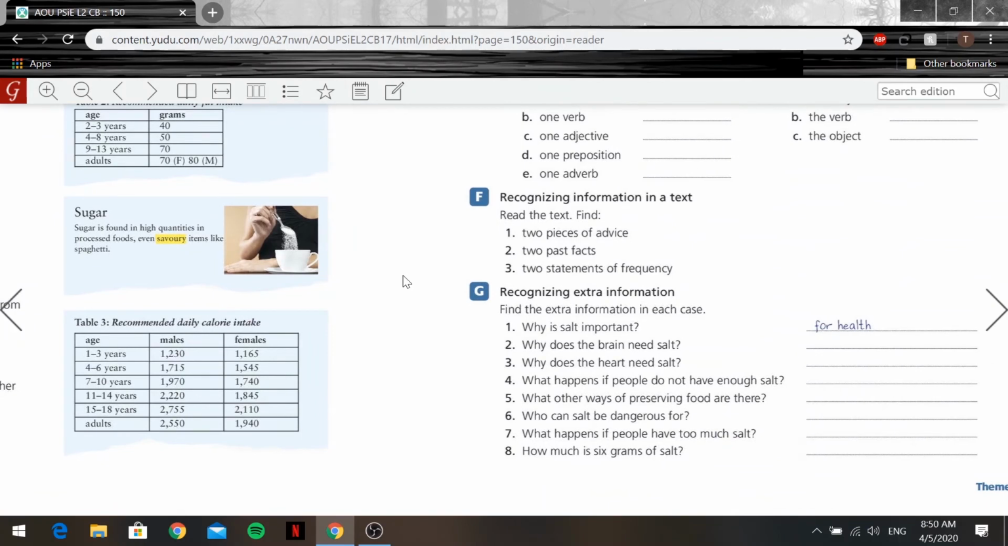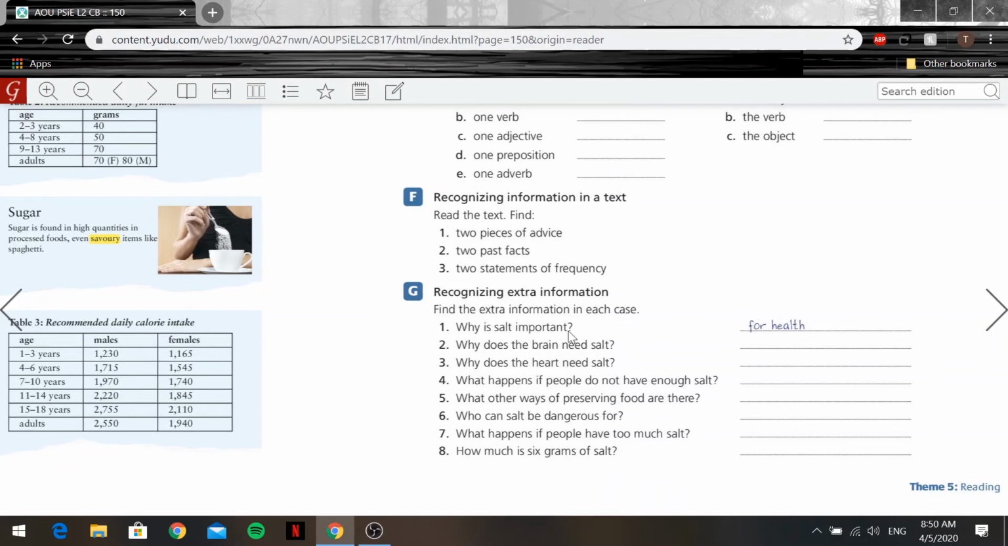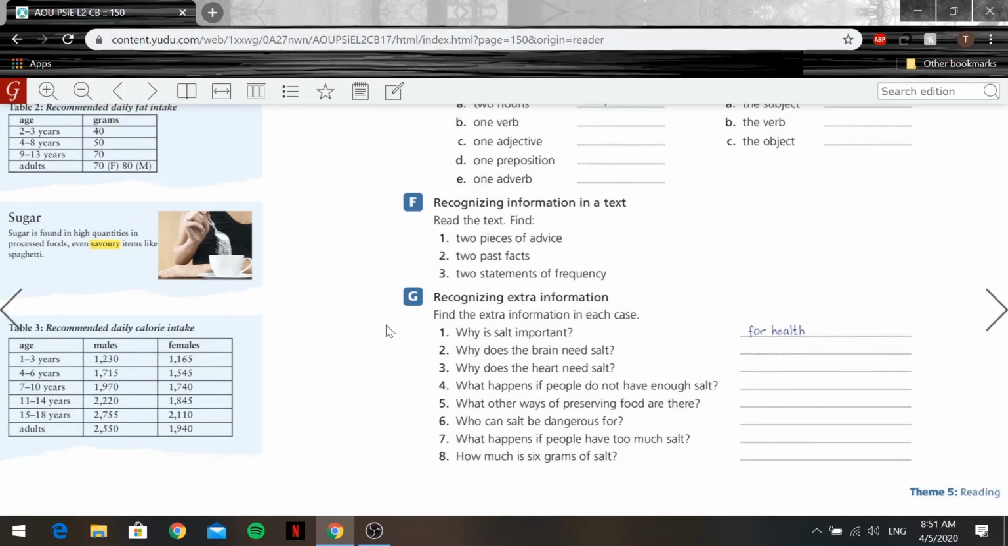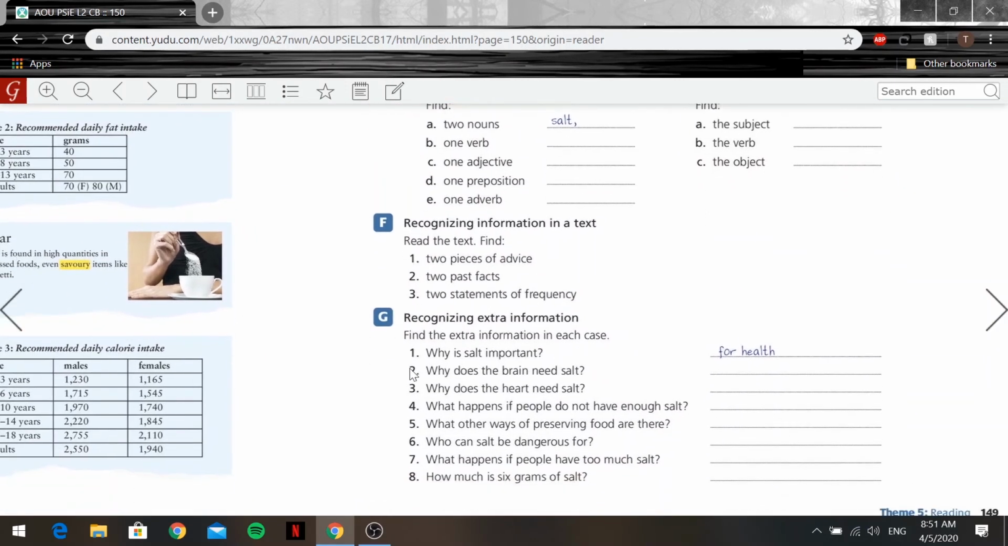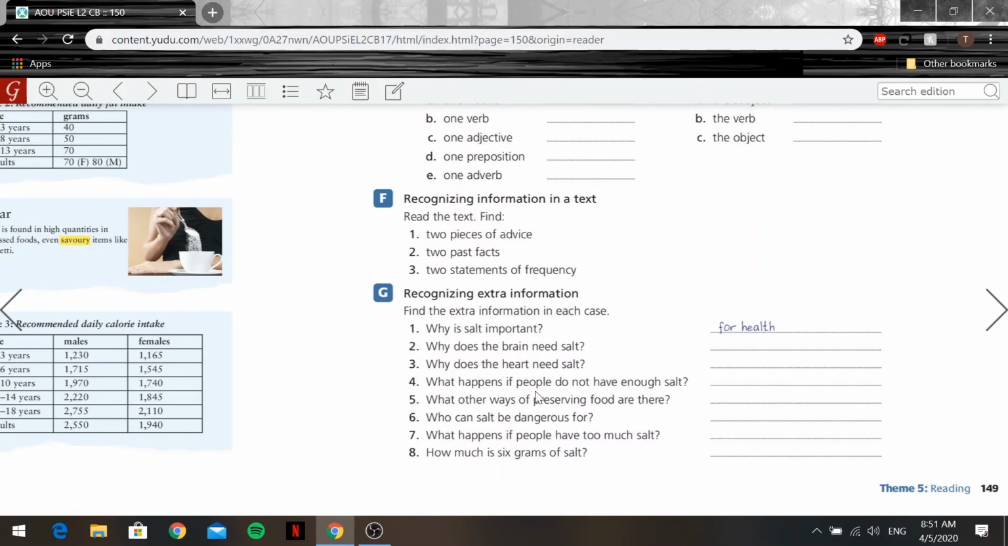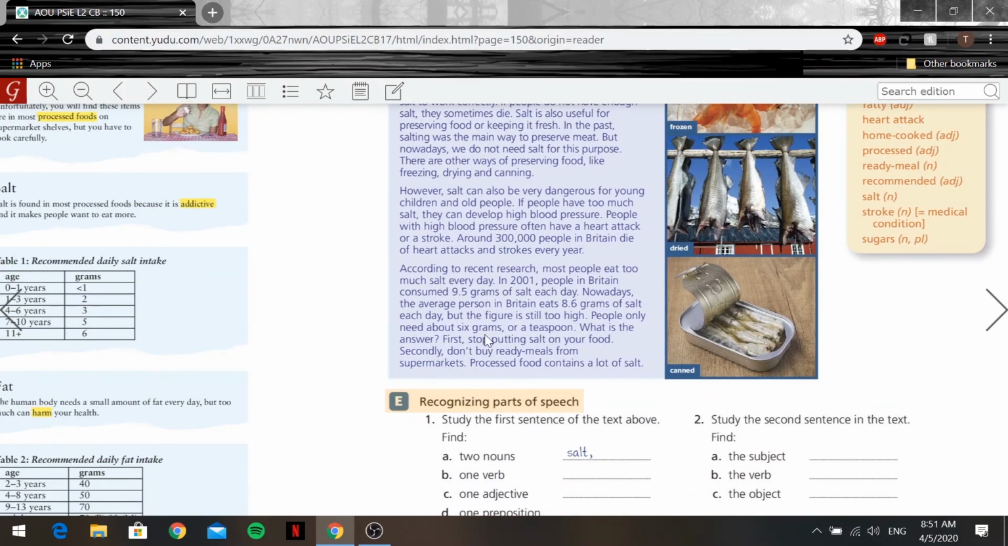G, recognizing extra information. Okay, find the extra information in each case. Why is salt important? We have the first one done, for health. Two, why does the brain need salt? Well, I know this one already, so I'll say for messages to the hands and feet. Why does the heart need salt? We'll simply say to work correctly. I can't write it here, so you guys will have to rewind the video if you want to write this down. Four, what happens if people do not have enough salt? Based on what I just saw here, we'll say they sometimes die.